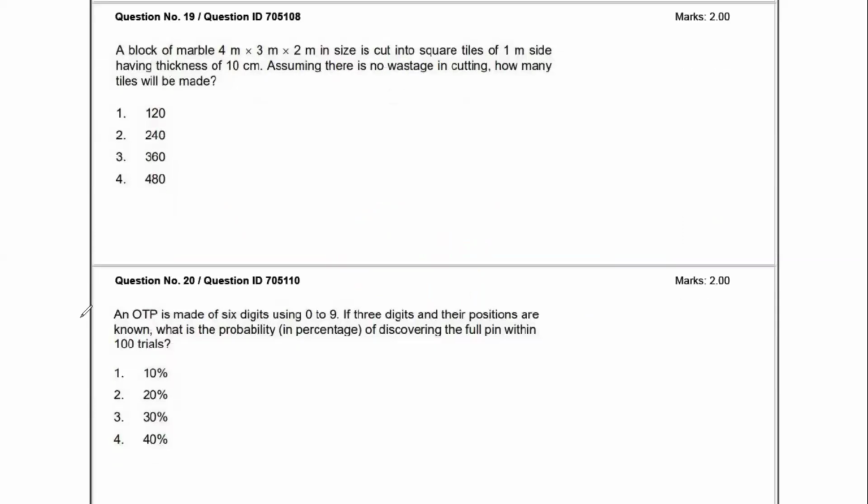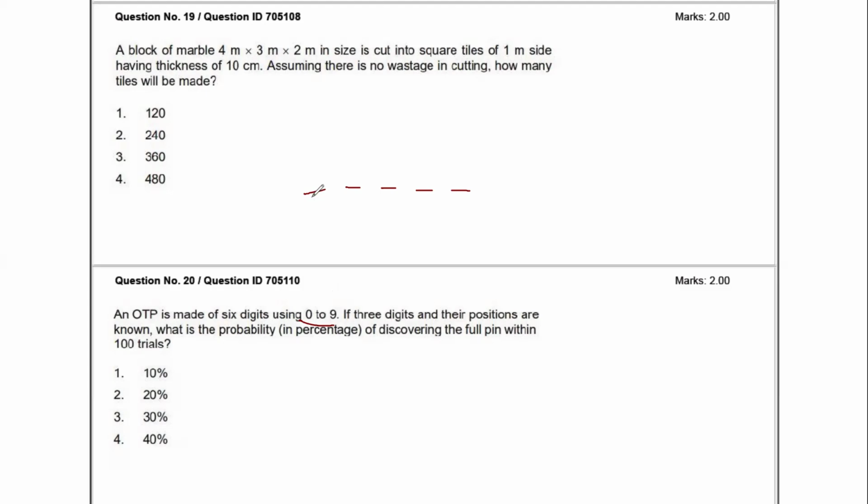Last question. An OTP is made up of 6 digits, 0 to 9. If 3 digits and their positions are known, what is the probability in percentage of discovering the full pin within 100 trials?